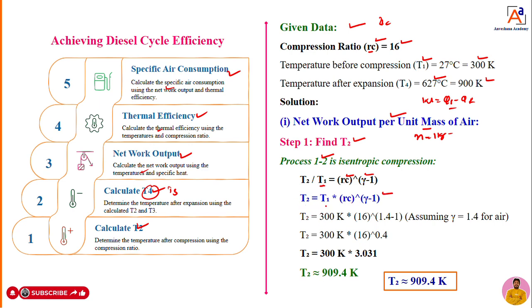Now to calculate T2, I need to substitute the value of T1. T1 is equal to 300 Kelvin, RC is equal to 16, then gamma is equal to 1.4, that is standard for air, minus 1. Do the simplification, and you are going to get the value of T2 is equal to 909.4 Kelvin. So therefore, we got the value of T2 as 909.4 Kelvin.